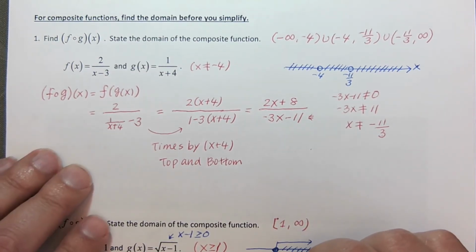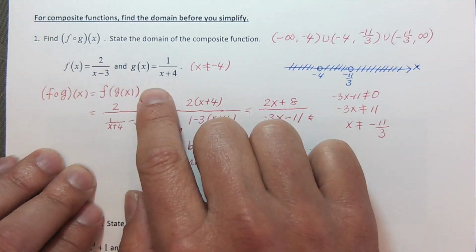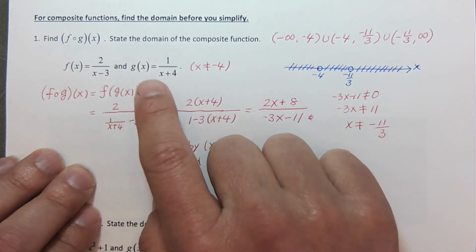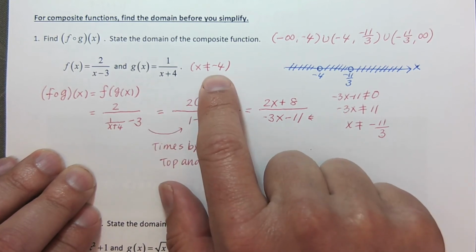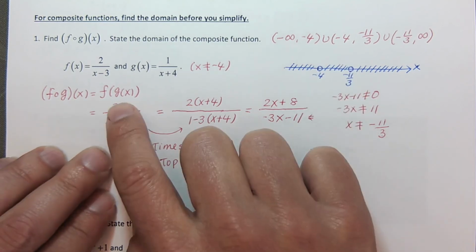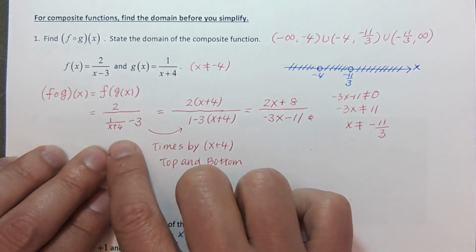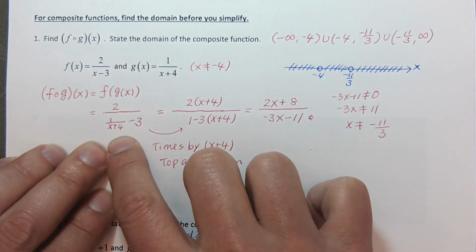So we're going to find the domain. And here we have f of x and g of x. And the domain of the composite function is going to be g. So x can't be negative 4. So you'll see we're skipping over negative 4 here. But when I stuff g into f, I'm here. You can see this is 2 over x, which gets replaced with this, minus 3.